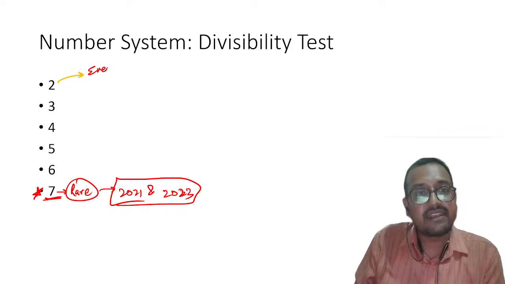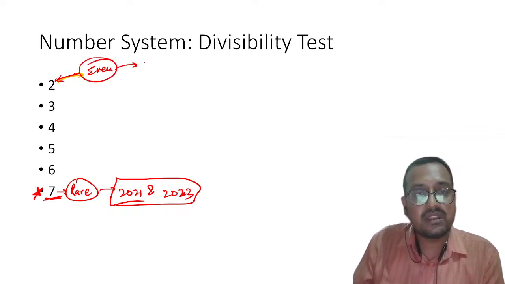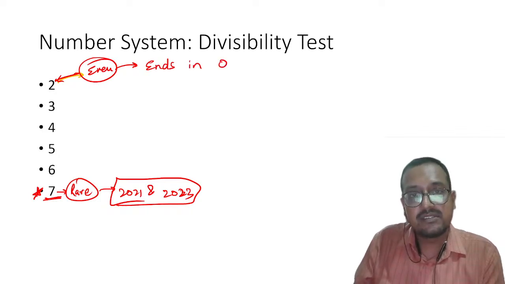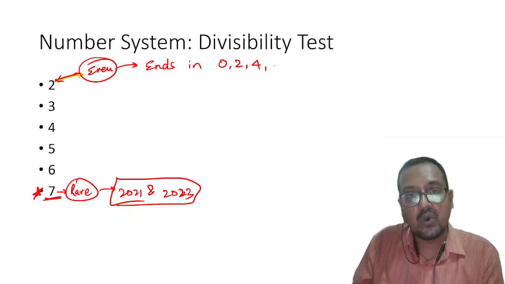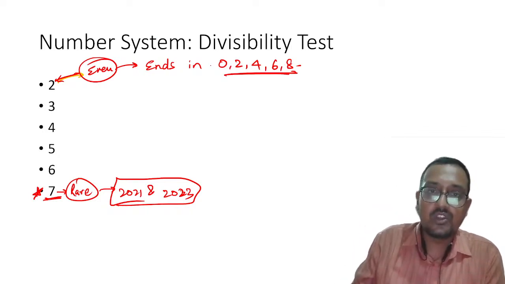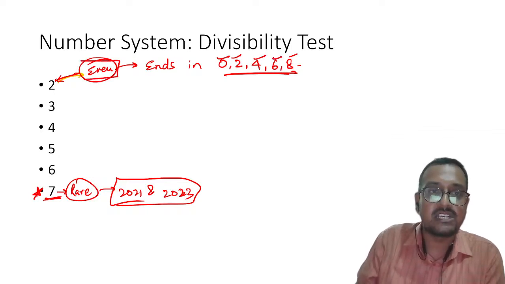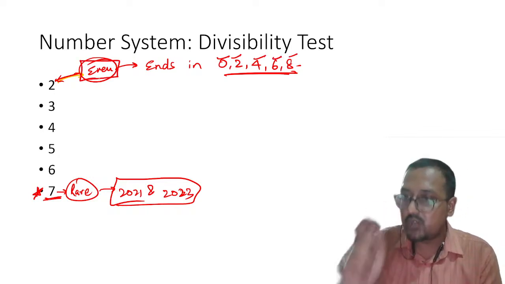Any number which is even will be divisible by 2. What is the meaning of even number? Even number means the number ends in 0, 2, 4, 6, 8. Understood? Any number which ends in 0, 2, 4, 6, 8 will be called even number. Understood? So that will be divisible by 2.